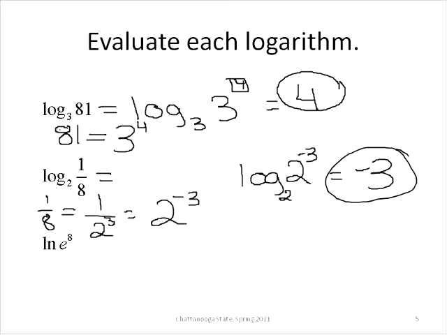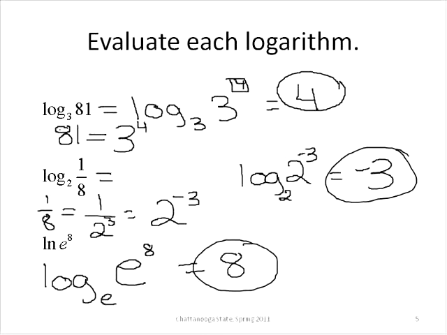Now this logarithm looks different because it's ln instead of log. The ln is the same as having a log with a base of e. So if we have a log with a base of e to the 8th power, our answer will just be the 8.